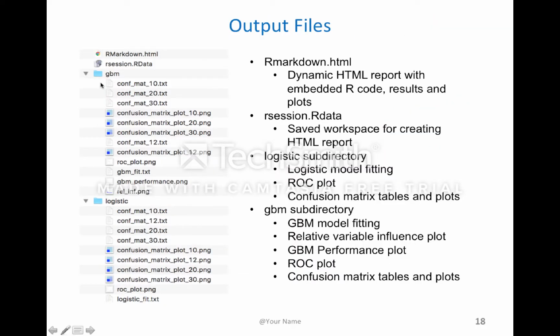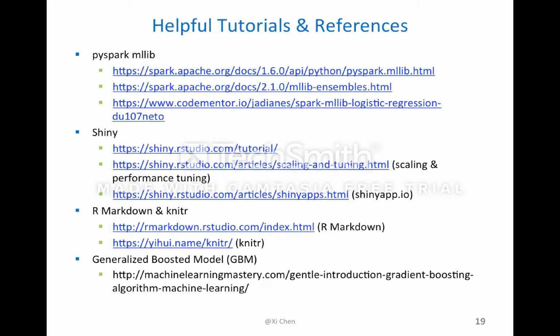This page shows a list of output files that you are going to see after you execute the R part of the code. So you are going to have a new subdirectory called GBM and another new subdirectory called logistic regression created under your working directory folder. You are also going to have a new file called rmarkdown.html. It's an HTML report that we generated using R Markdown in R.